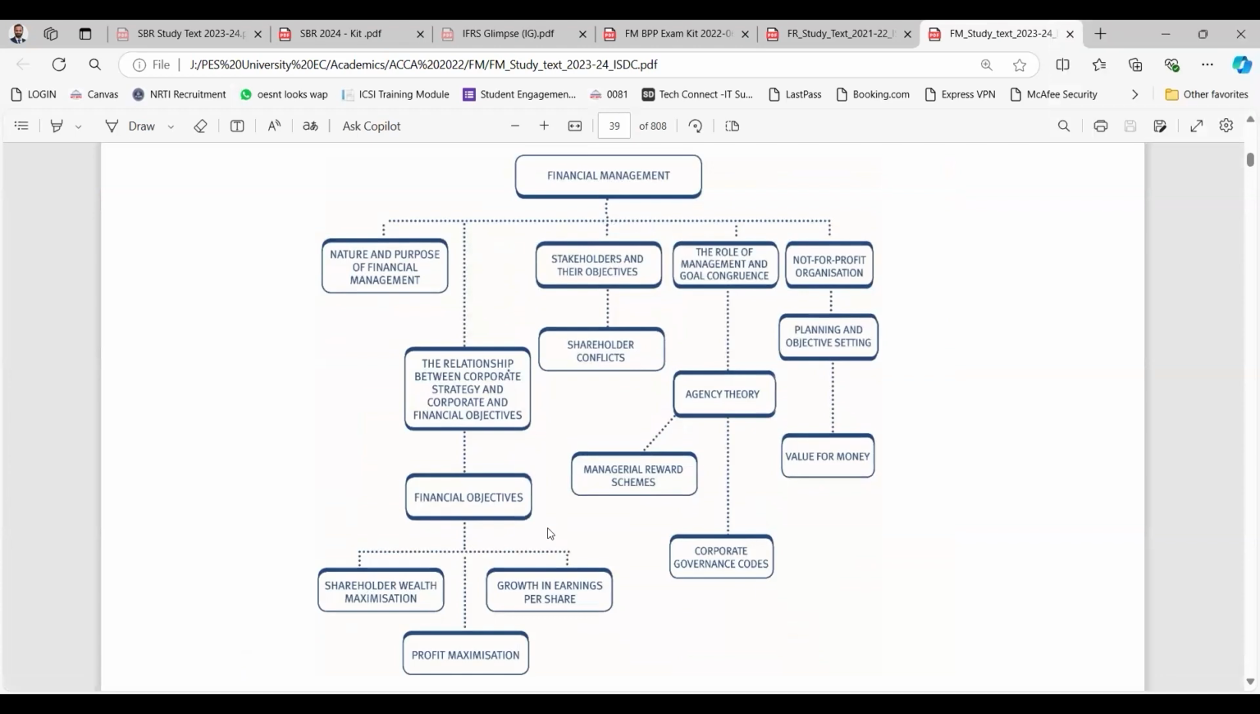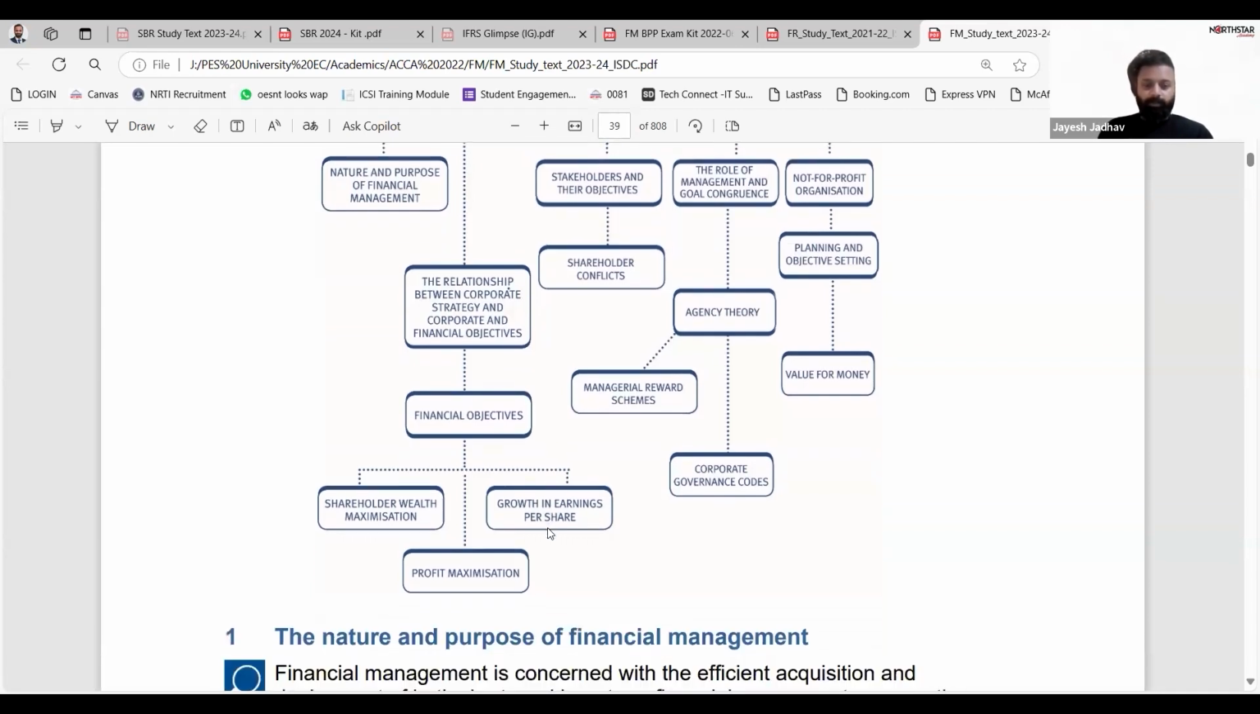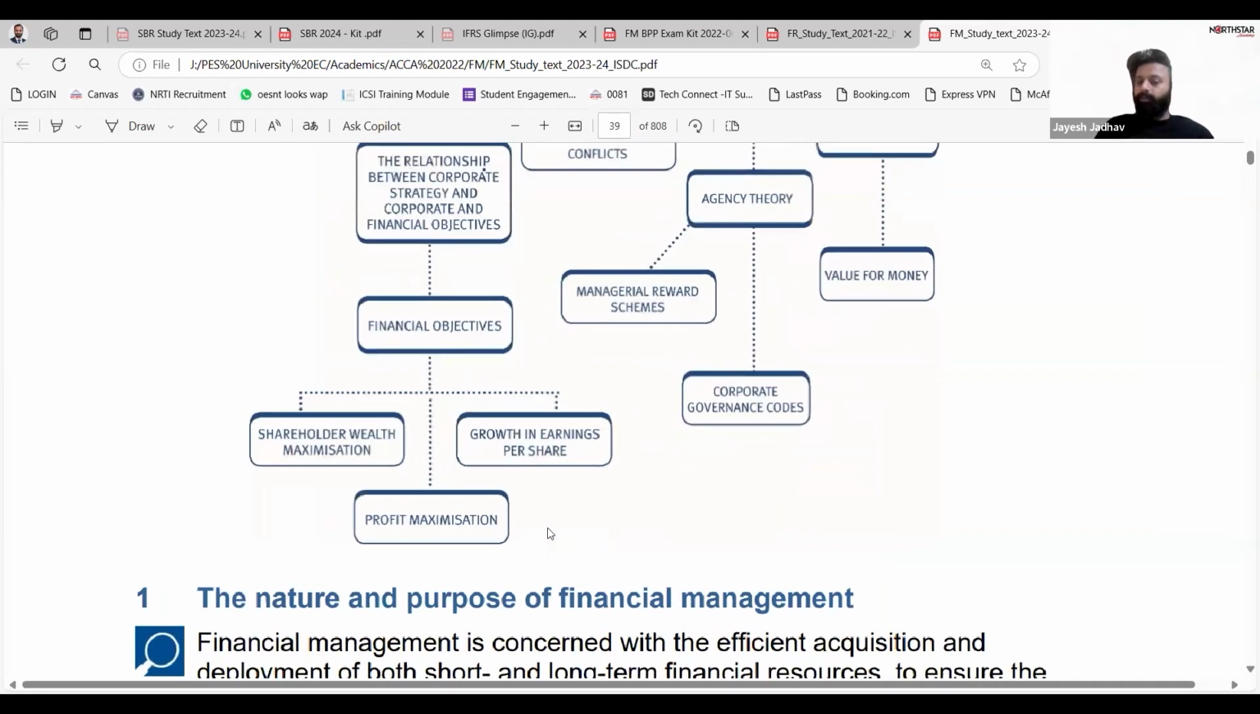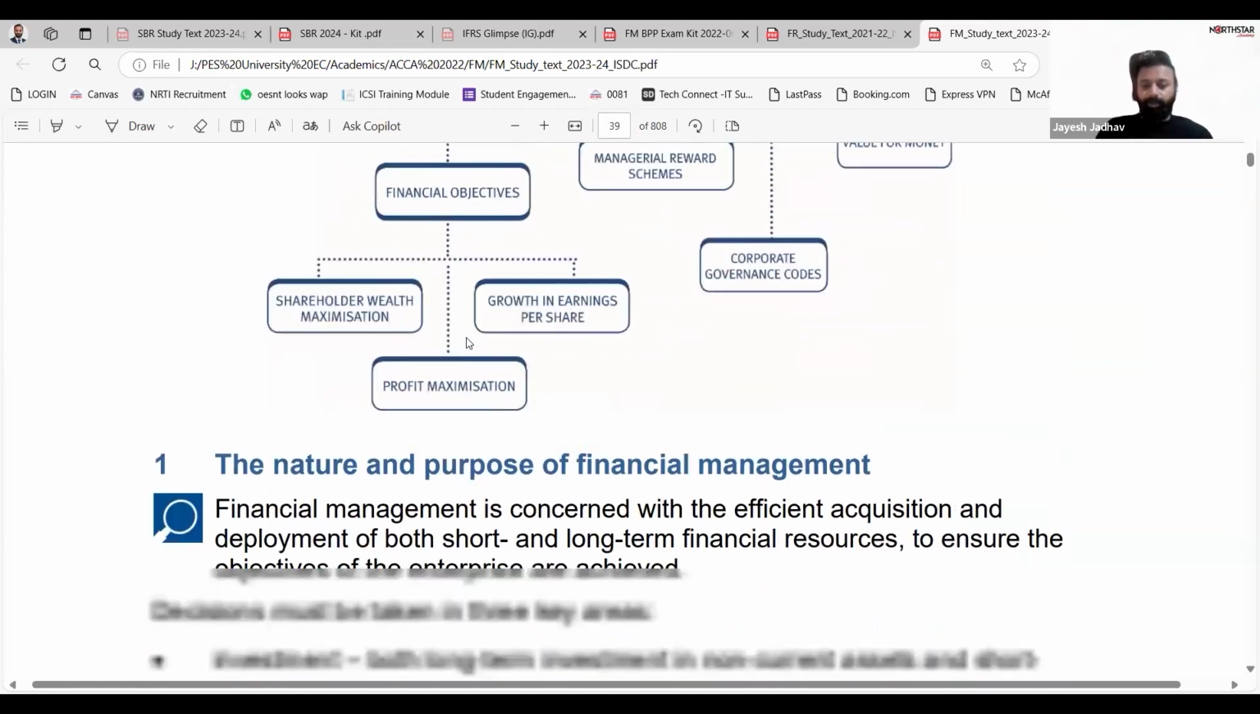Yes, we can see. So financial management, firstly, we'll discuss the nature and purpose. That's going to end there, with no further subdivision to it. Stakeholders and their objectives: I would say that stakeholder conflicts is the only theory over there. Role of management and goal congruence basically has agency theory, corporate governance codes, and managerial reward schemes. Three legs to that, which is important. NPOs will only deal with VFM, majorly value for money. But the relationship between corporate strategy and corporate and financial objectives is going to be a major part. That is where your wealth maximization, profit maximization, and growth in earnings per share come in. So that leg is going to be a little important.